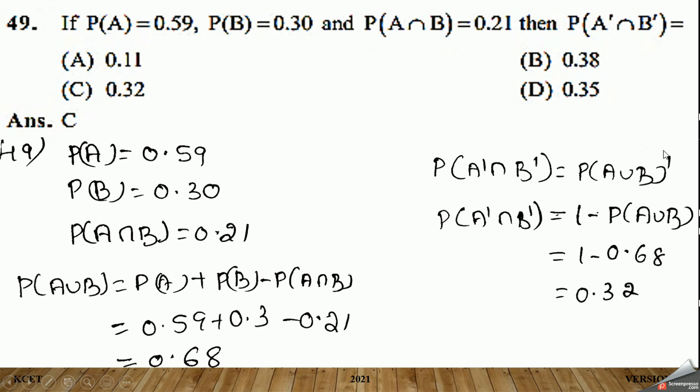P of A union B whole complement is 1 minus P of A union B. Let me find out first P of A union B using the formula P of A plus P of B minus P of A intersection B, where they have given all these values. When I substitute and simplify, I'm going to get P of A union B as 0.68. Substitute back, we are going to get P of A complement intersection B complement as 0.32. So option C is the answer.